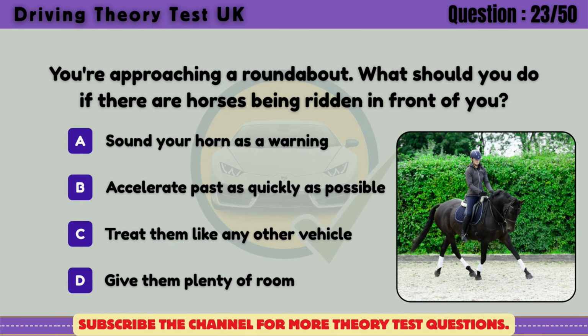Question 23. You're approaching a roundabout. What should you do if there are horses being ridden in front of you? Option A. Sound your horn as a warning. B. Accelerate past as quickly as possible. C. Treat them like any other vehicle. D. Give them plenty of room.